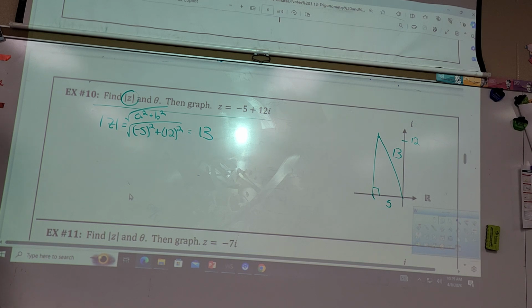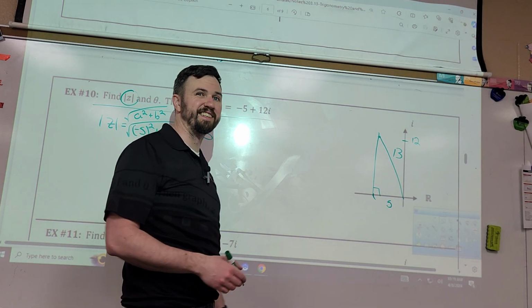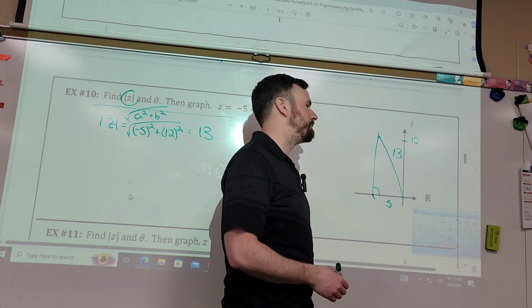Did I do that right? I did. Any questions how I did that? It's Pythagorean theorem, right? Distance, magnitude formula. No, because it's a length. The length of it. Magnitude is always going to be a real number because it's a length. And lengths cannot be imaginary.